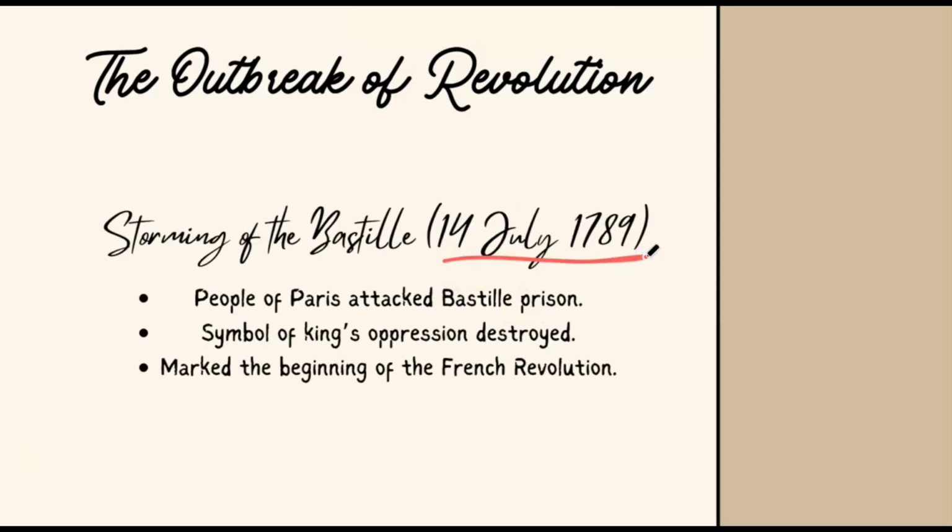Then came the event that shook the nation. On 14 July 1789, angry crowds in Paris stormed the Bastille prison, which was seen as a symbol of the king's absolute power. The people freed prisoners, seized weapons, and destroyed the Bastille brick by brick. This event marked the official beginning of the French Revolution and is still celebrated as France's National Day.